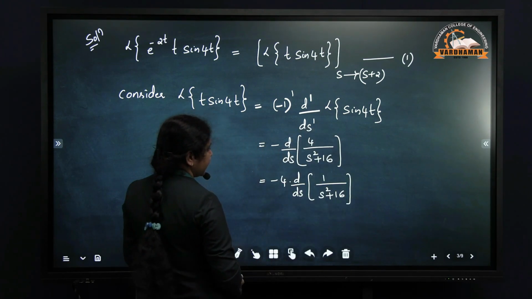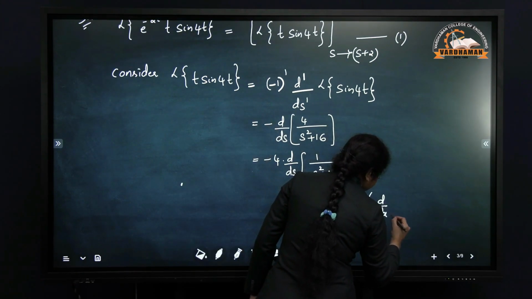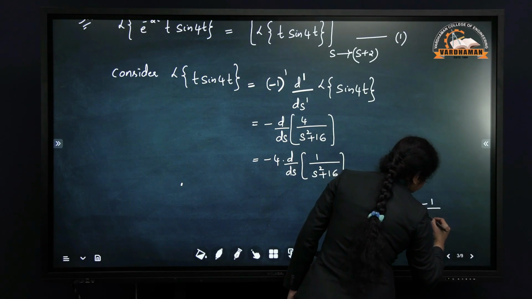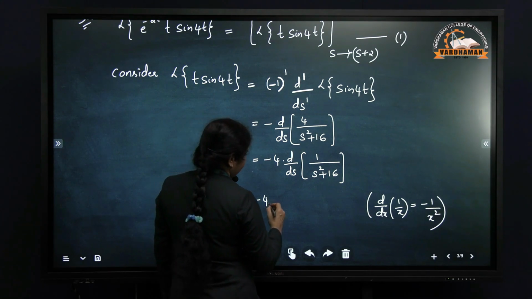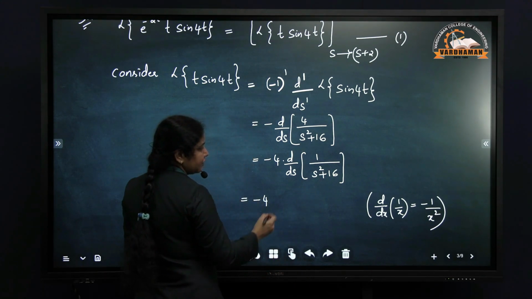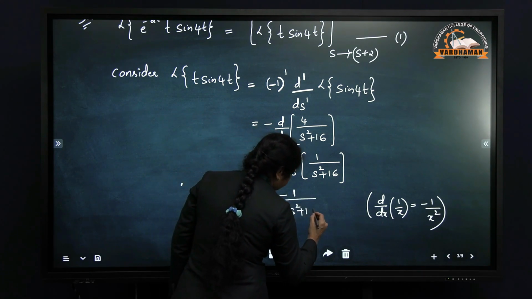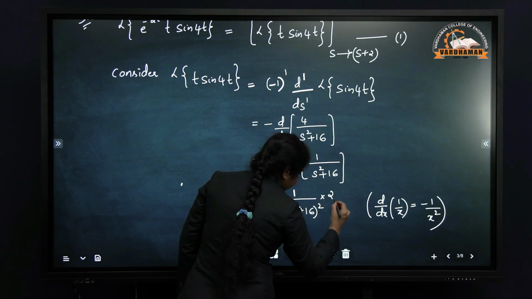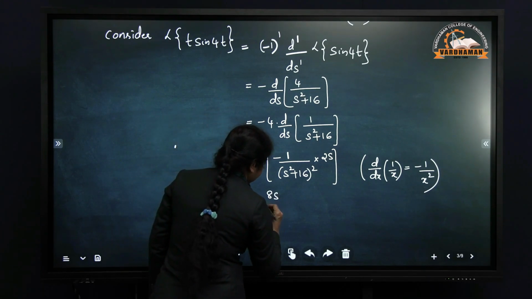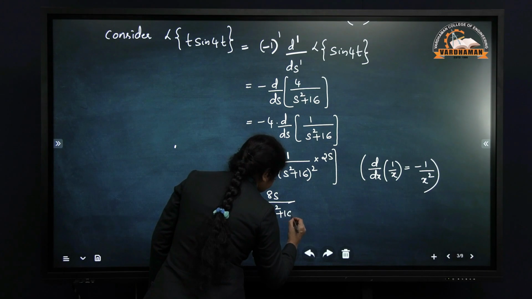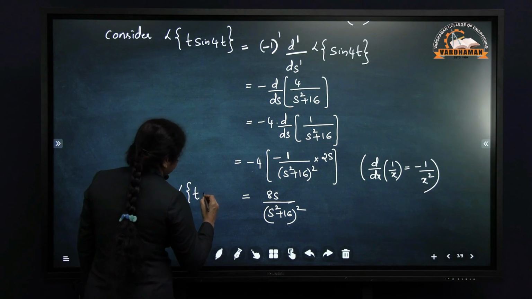derivative of 1 by s square plus 16: the formula for the derivative of 1 by x is minus 1 by x square. So here applying the same formula we get minus 4 into the derivative of 1 by s square plus 16 with respect to s, which gives minus 1 by s square plus 16 whole square, and the inner derivative with respect to s is 2s. So the answer will be 8s by s square plus 16 whole square. So this result is for Laplace transform of t sin 4t.